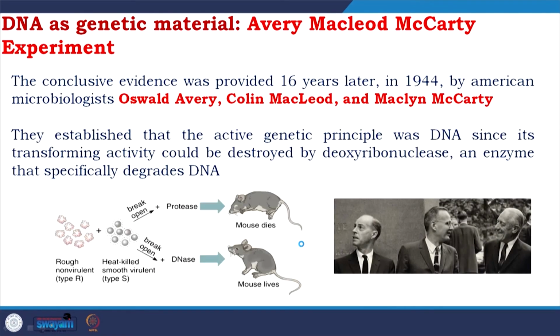They combined them, and added protease to one and DNase to another. When they added protease, the mouse dies, meaning they could not destroy the killing power of the mixture. Whereas, when they added DNase, the mouse survived. That means DNase made the factor involved in killing ineffective. That is why there is a chance of it being DNA.